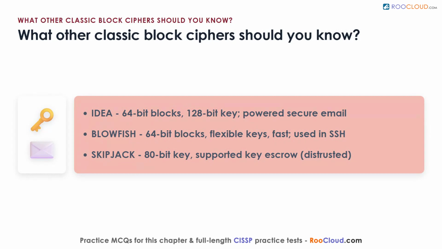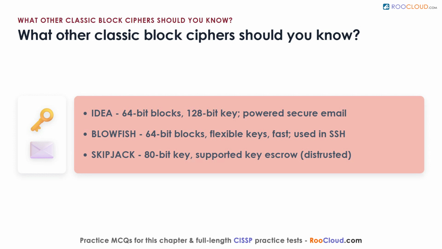What other classic block ciphers should you know? A few names round out the set. The International Data Encryption algorithm also handles 64-bit blocks, but uses a stronger 128-bit key. And it once powered a popular secure email tool. Blowfish, designed by a well-known cryptographer, works on 64-bit blocks with flexible key lengths and is notably fast, which made it common for secure shell connections. Skipjack, built by a national security agency, used an 80-bit key and, unusually, supported key escrow so authorities could recover keys under legal authority. That escrow feature made the wider community distrust it.